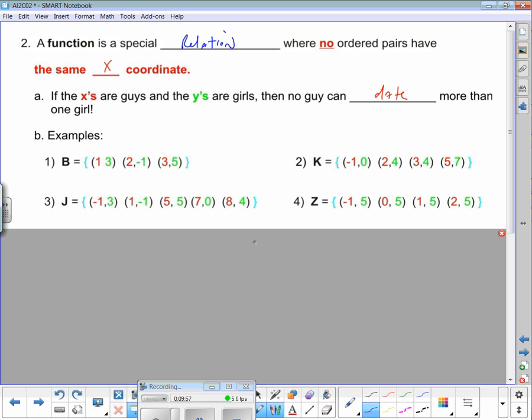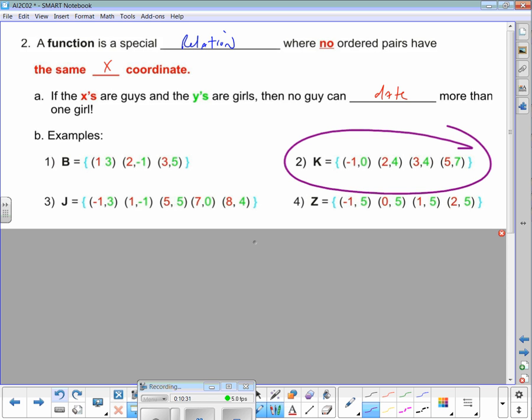So focus your attention here. Let's look at the first example, set B. It's a relation because it's pairs. 1 is dating 3, there should be a comma there. 2 is dating -1, and 3 is dating 5. Okay, good. That one fits the criteria. That is a function. Look at our second situation. All are pairs. Okay, good. -1 is dating 0. Fine. 2 is dating 4. Not a problem. 3 is also dating 4, but that's not a problem. 3 is not dating 2 girls. 2 is not dating 2 girls.